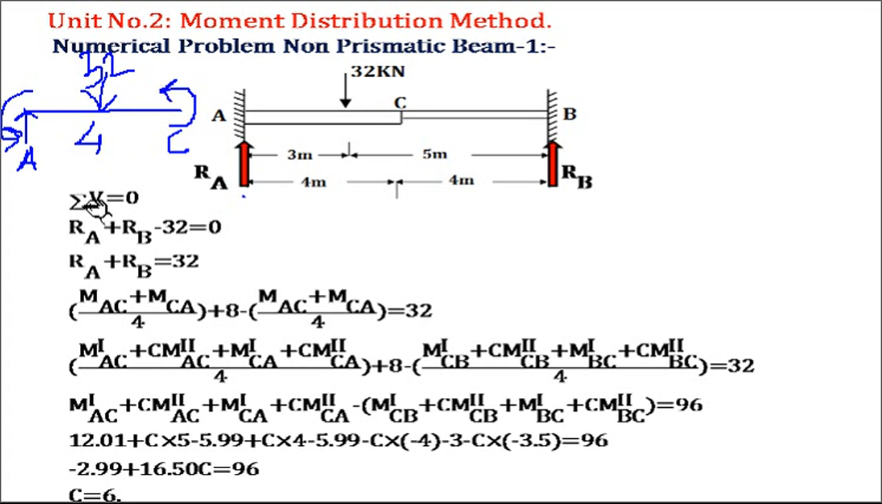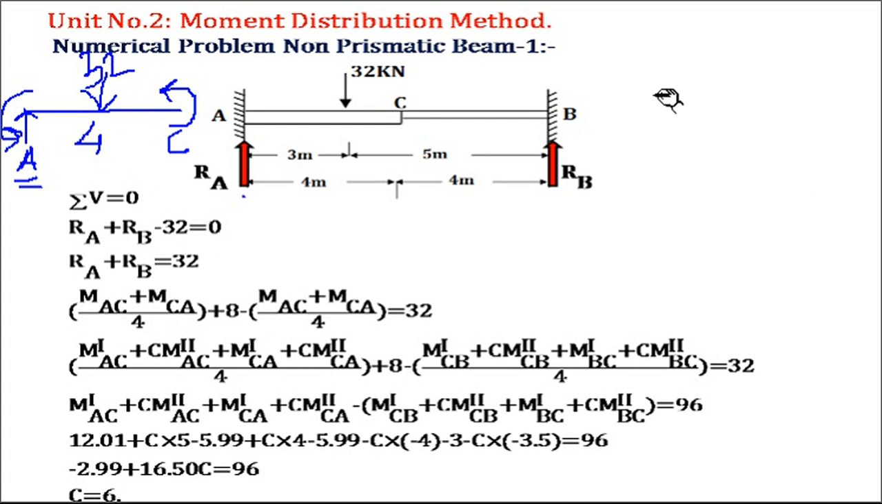Sorry, this RA will be minus, and 32, it will be anti-clockwise direction, so it will be plus. So the value of RA will be equal to what? MAC plus MCA divided by 4 plus 32 divided by 4. So we get MAC plus MCA divided by 4 plus 8. So 32 divided by 4, this value will be 8.